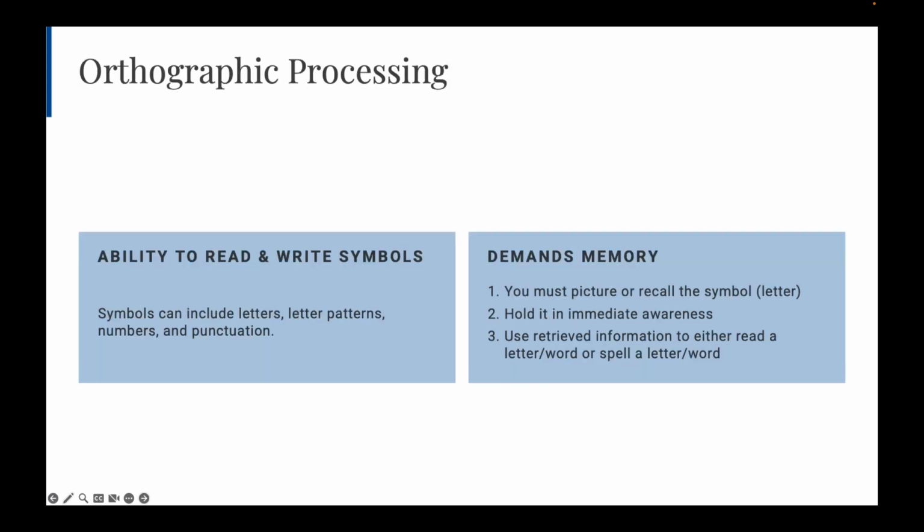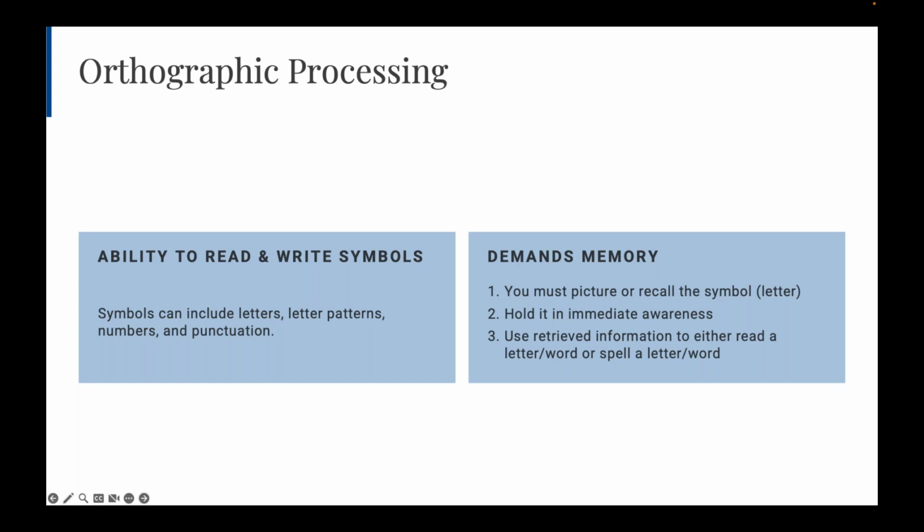So when we think about orthographic processing, it is very important. It lends itself to the ability to read and write symbols. Symbols can include things like letters, letter patterns, numbers, and punctuation marks. And it is a skill that demands memory. Orthographic processing requires that you be able to picture and recall the symbol in question. You need to be able to hold it in your immediate awareness. And you need to be able to use that retrieved information to either read what's provided to you or spell something that's asked of you.